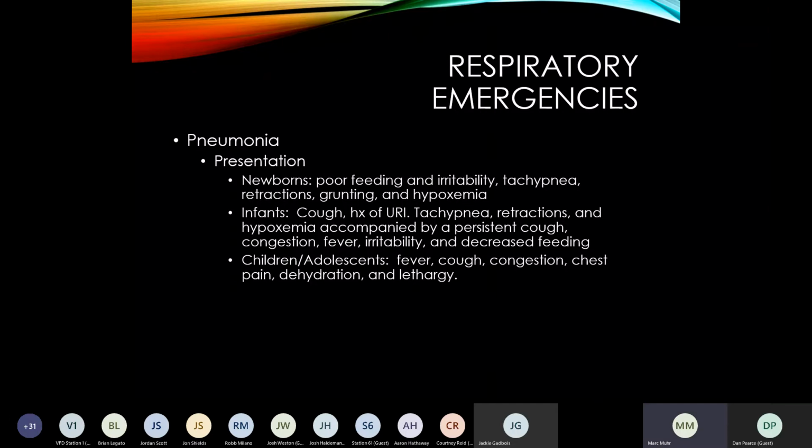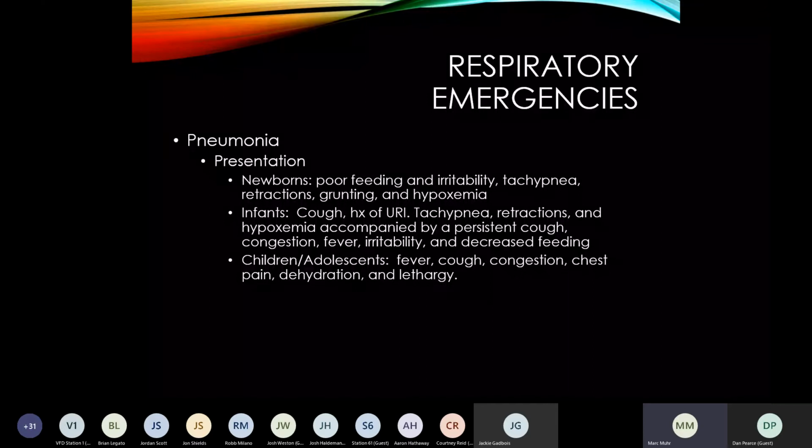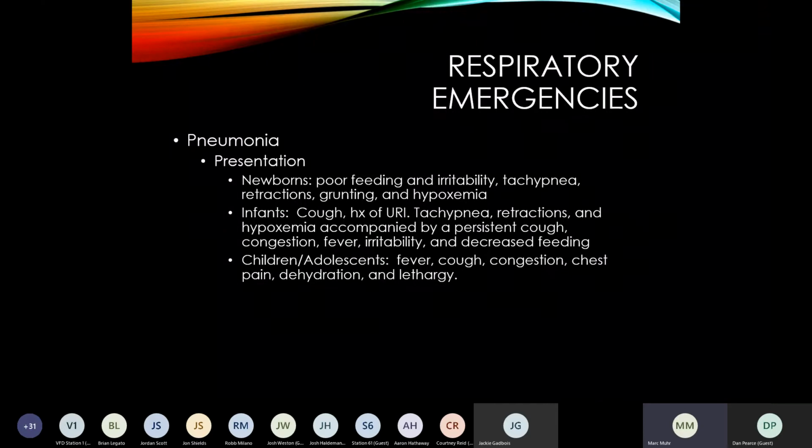With children and adolescents, the common infectious process signs and symptoms: fever, cough, congestion. They can develop chest pain, dehydration, and lethargy. Chest pain is often pleuritic because they are dehydrated.